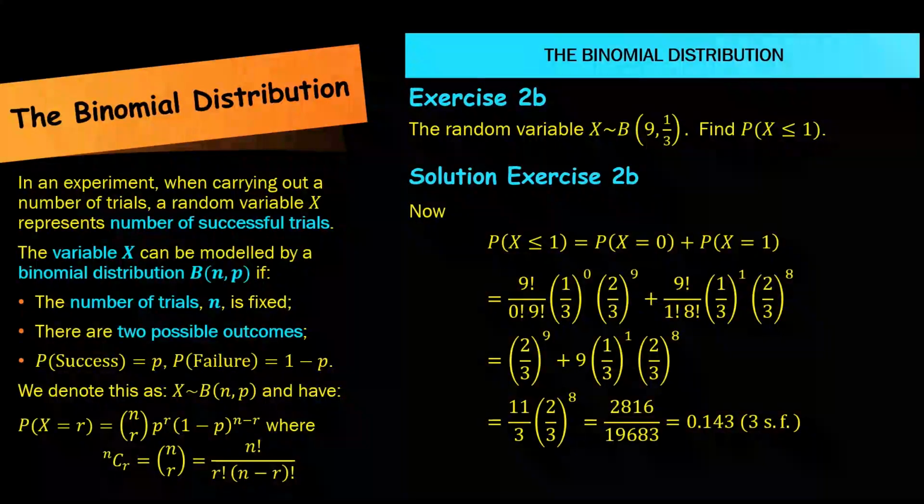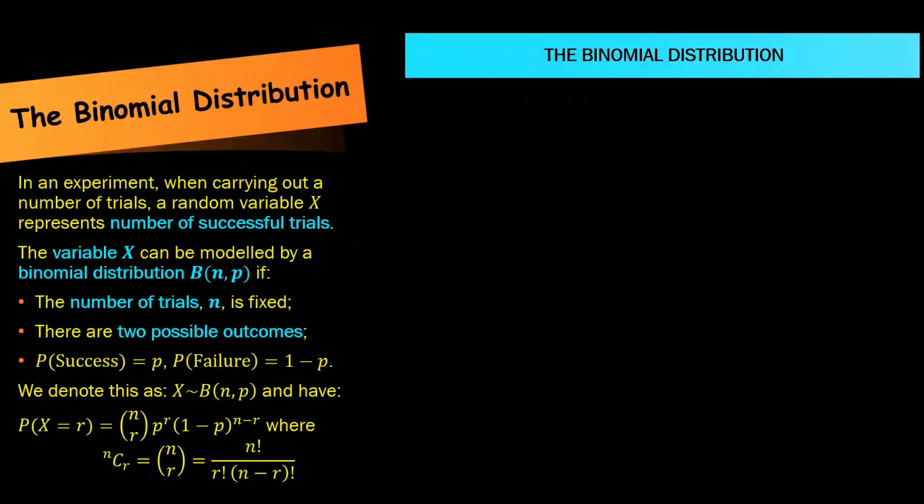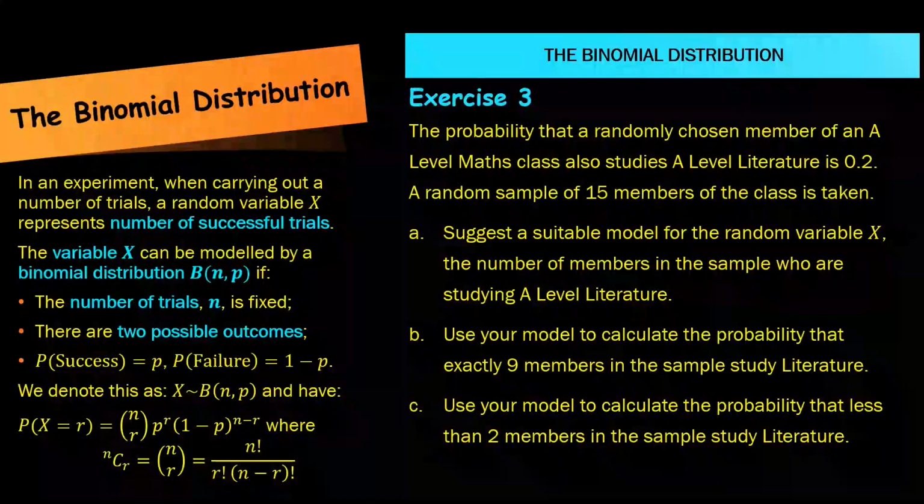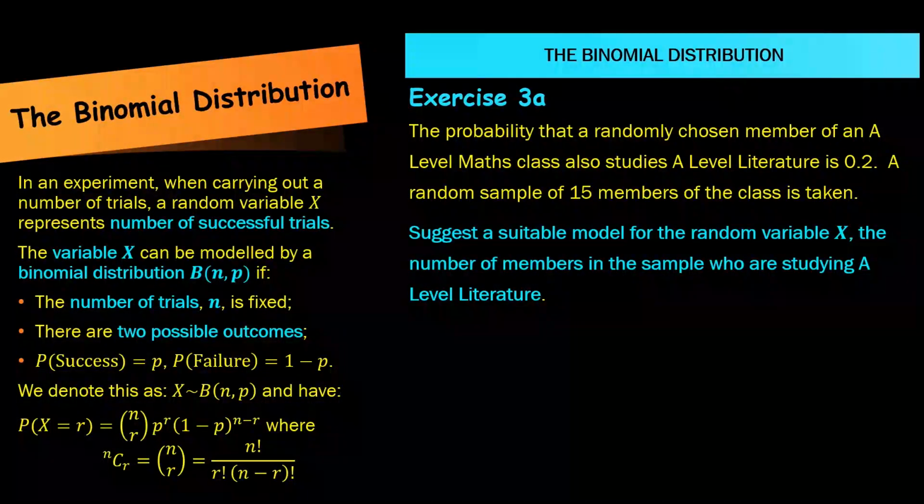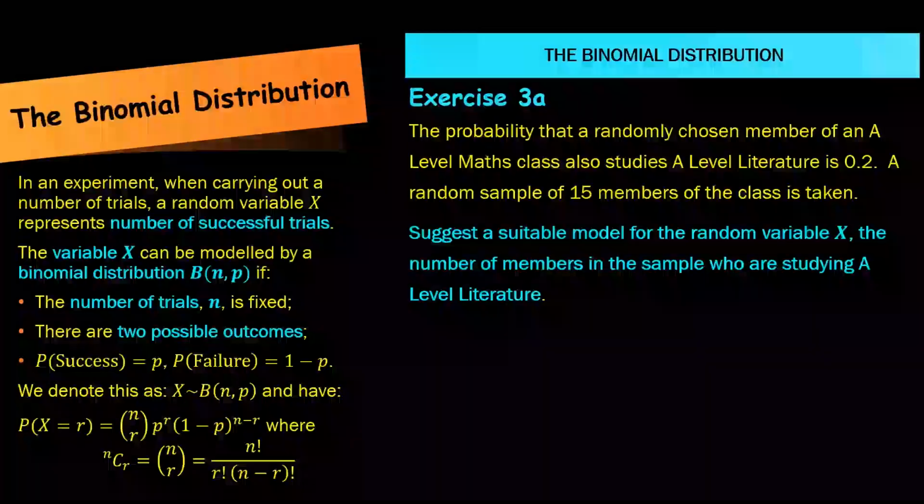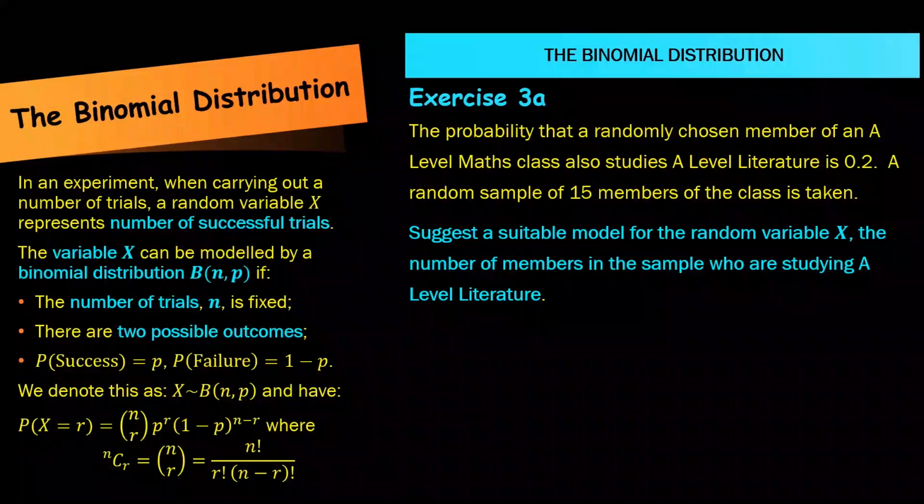And now for the next exercise. So let's take a look at Part A first. The probability that a randomly chosen member of an A-level maths class also studies A-level literature is 0.2. A random sample of 15 members of the class is taken. Suggest a suitable model for the random variable x, the number of members in the sample who are studying A-level literature. So let's solve this.